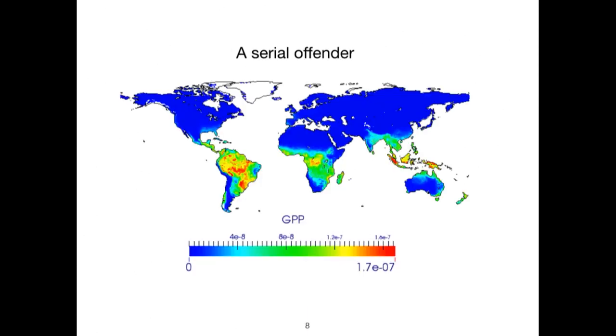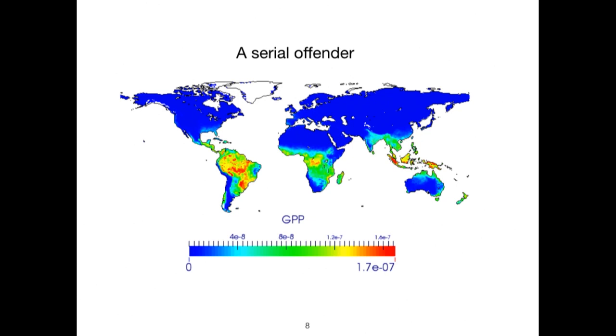Okay, so the next one is obvious, right? It's our favorite bashing boy in the visualization community, the rainbow color map. It's a serial offender, but it is still the most popular color map that is used in the climate science domain, right?